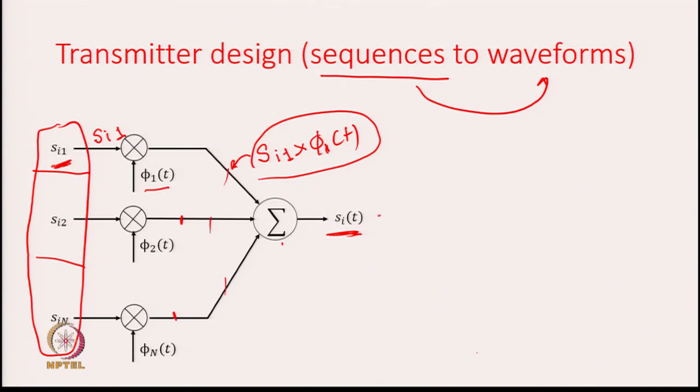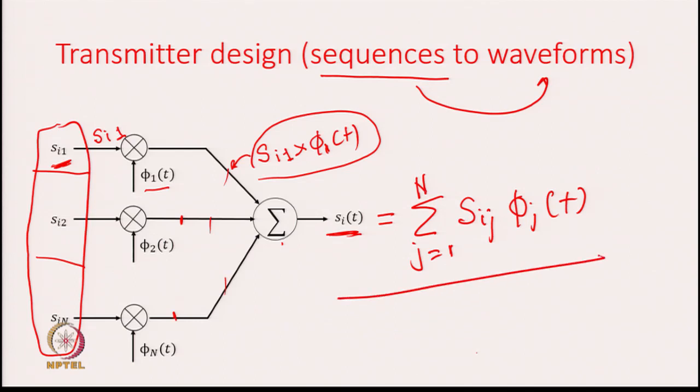So, what is s_i(t)? s_i(t) would be nothing but the sum of these products where j spans from 1 to n. And this is exactly what we have said, that a waveform is nothing but a linear combination of orthonormal functions. And what are these phi_1(t), phi_2(t) and phi_n(t)? They are nothing but the orthonormal functions.